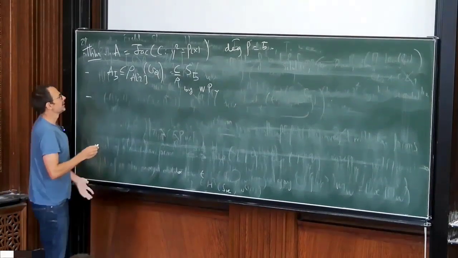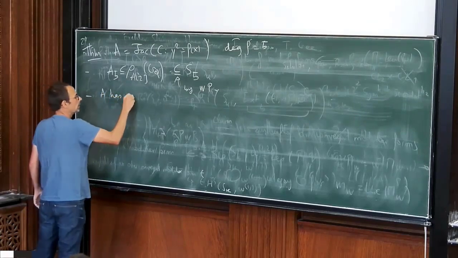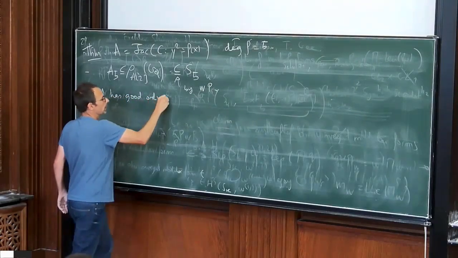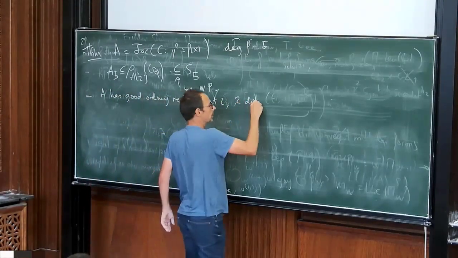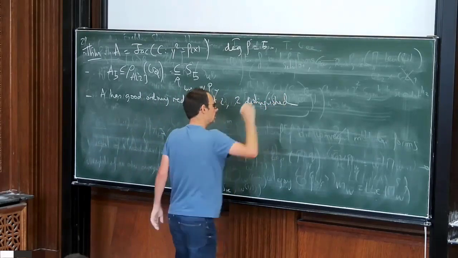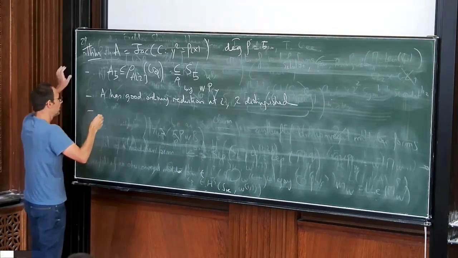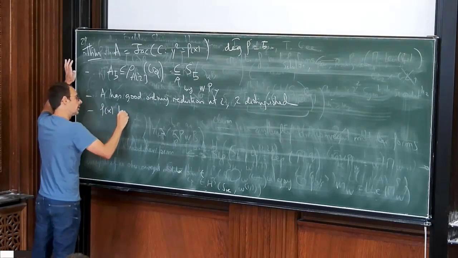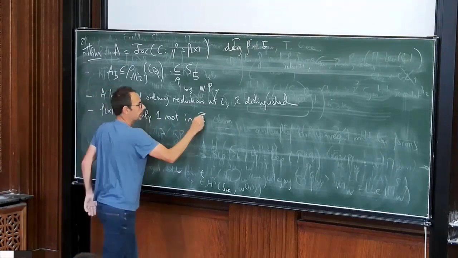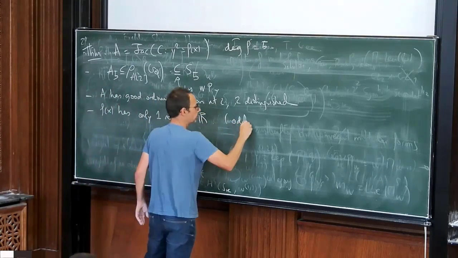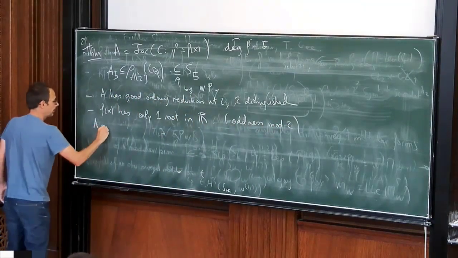The second thing you assume is that A has good ordinary reduction at 2, and is 2-distinguished. And finally, you assume some kind of oddness condition mod 2, which is that f of x has only one root in R. And so that's oddness mod 2. And then the conclusion is that A is modular.